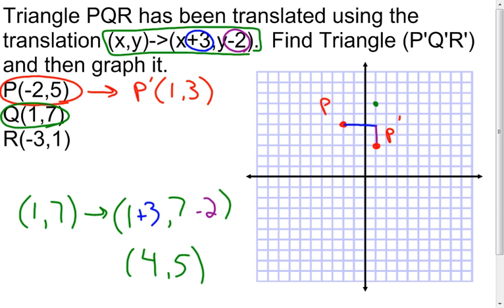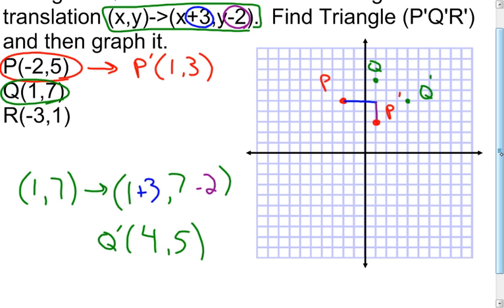Now, if I graph these 2 points, (1, 7), so that would have been point Q, and then this is Q prime, and my Q prime is at (4, 5), right here. And if I look at that, I'm still going 3 right and 2 down. So take your pick on how you want to figure out where R is. It doesn't really matter, but if we start at (-3, 1), 1, 2, 3, 1, it's going to end up here. So there's R prime.